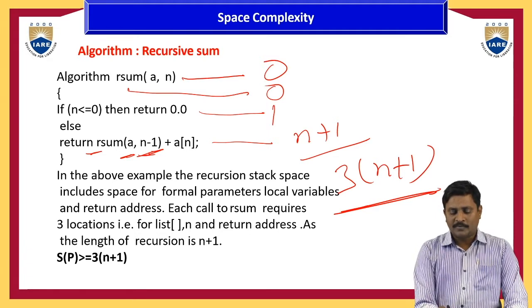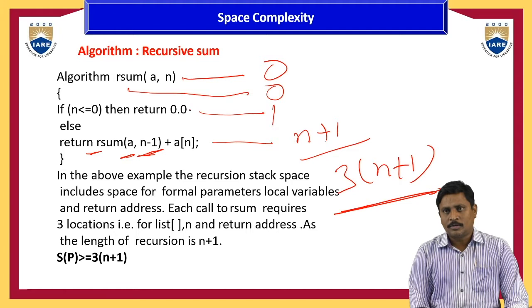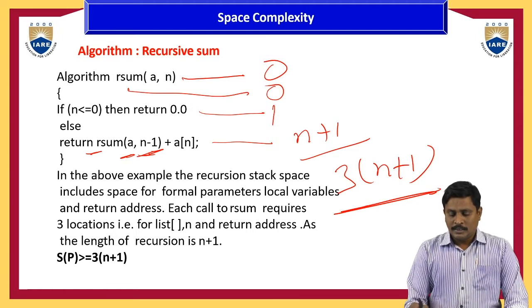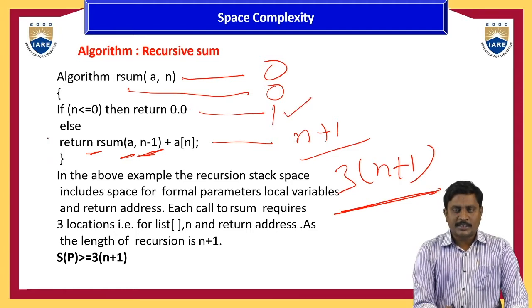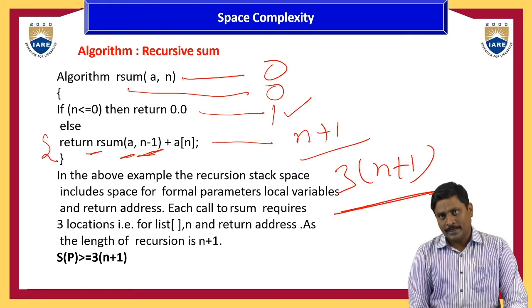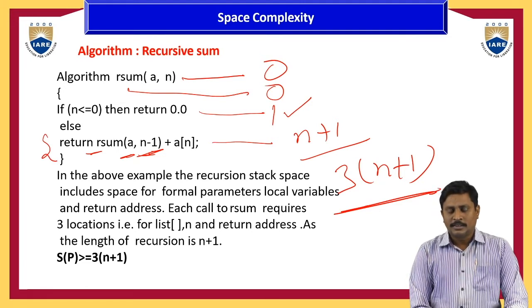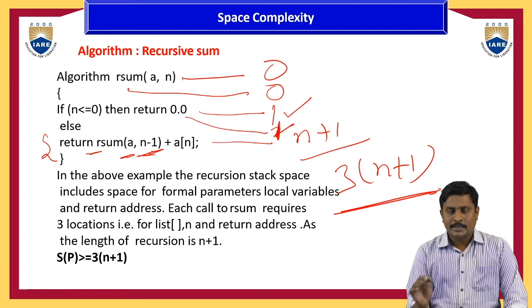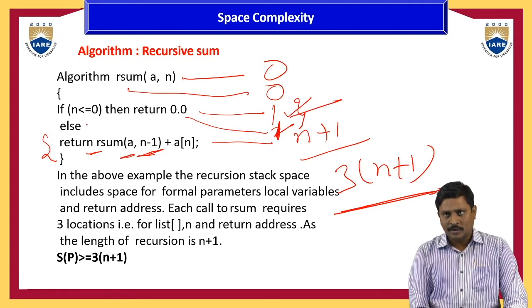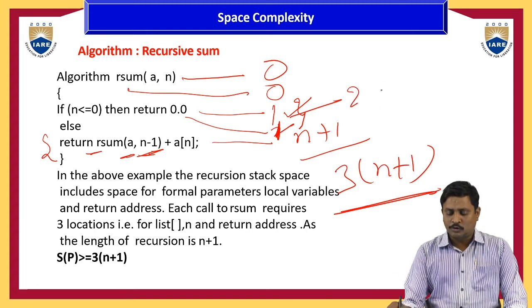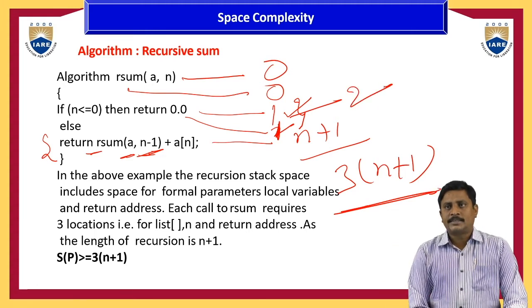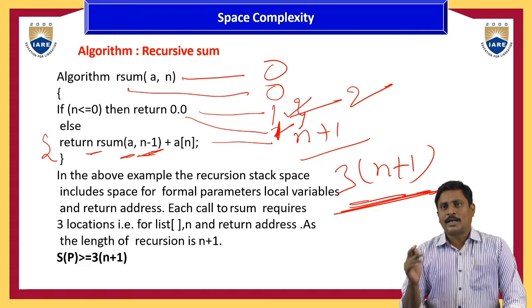So if n is less than or equal to 0, return 0.0. That means if this condition is satisfied, this return statement won't be executed. In that case, the if statement takes one step count and this return statement takes another step count. That means if the condition n less than or equal to 0 is satisfied, that step count is 2. Otherwise, that step count is 3 into n plus 1.